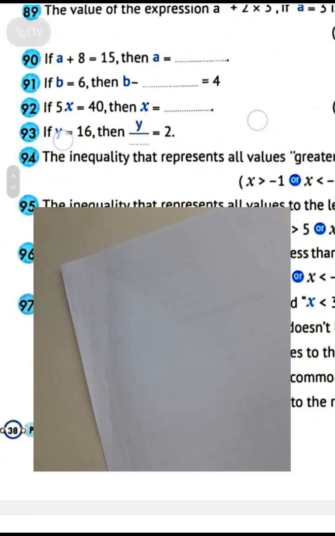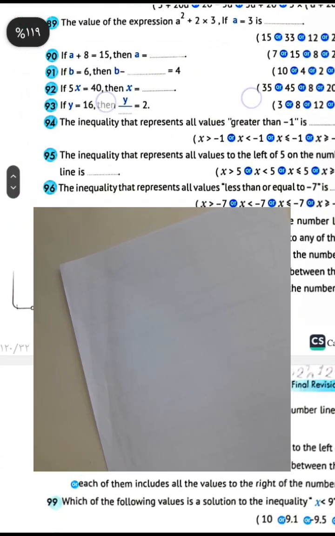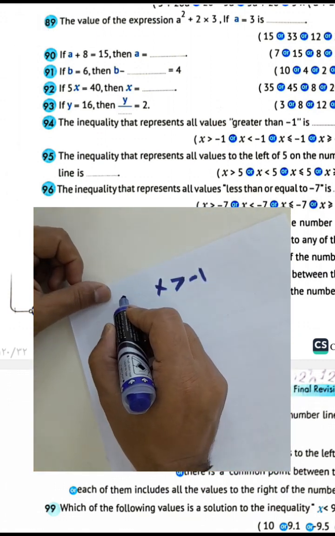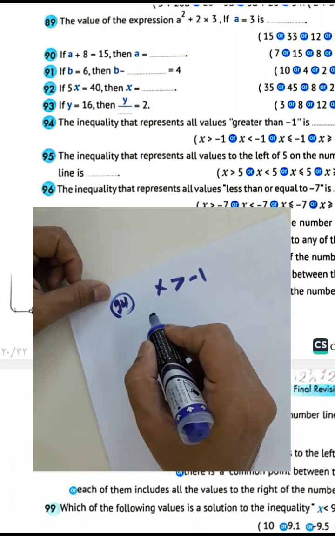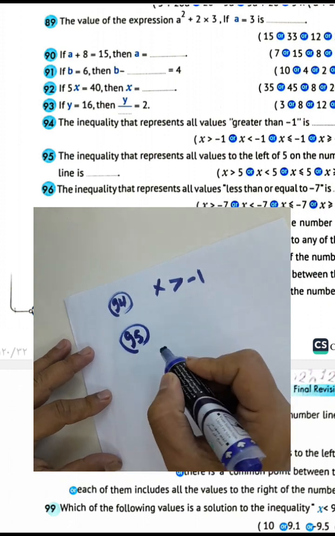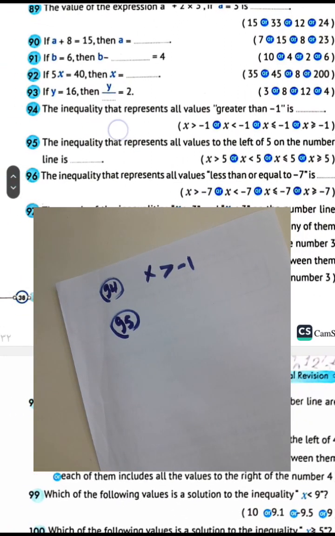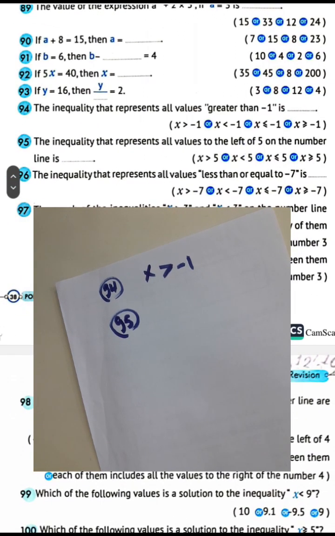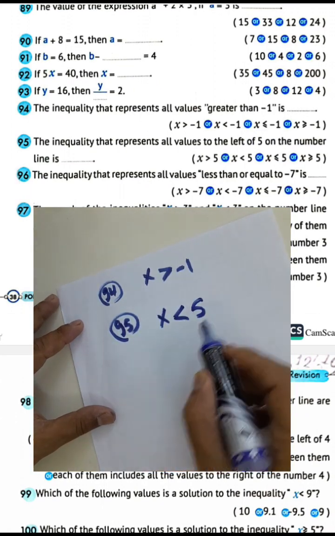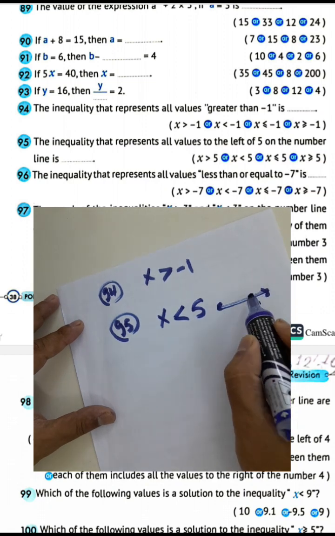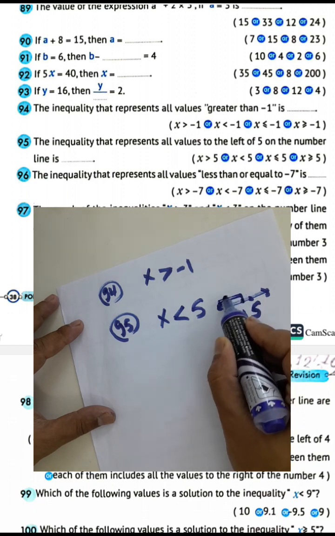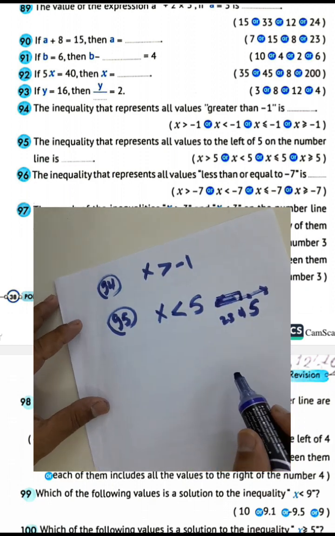The inequality that represents all the values greater than -1 is x greater than -1. It was question 94. And question 95. The inequality that represents all values to the left of 5 on the number line will be x less than 5. On the number line here, less than 5 such as 4, 3, 2, the integers going to the left hand side, x less than 5.